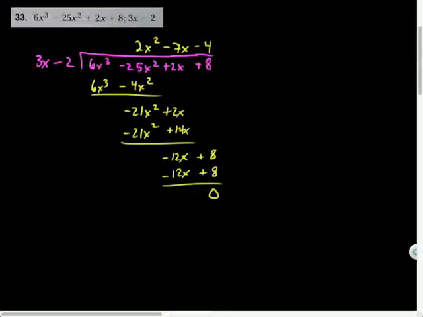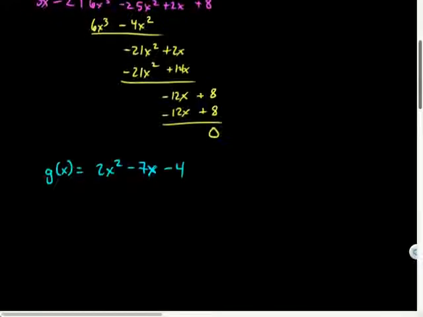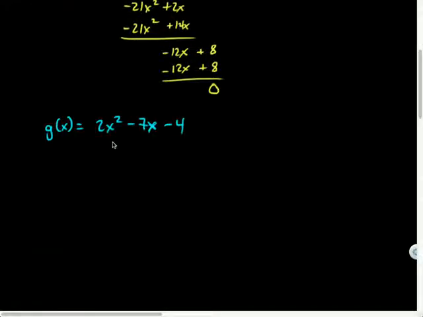So that means my depressed polynomial, g of x if I want to call it, would be this quotient right here. So 2x squared minus 7x minus 4. Now, if I had some good guesses as to what some other zeros or factors would be, that would be a good thing to check out. However, I don't necessarily have any good guesses. We'll actually learn some strategies to find those later on in this chapter.